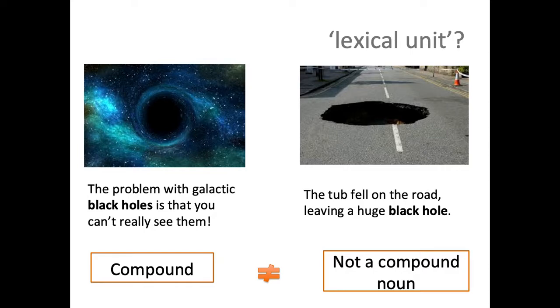The problem with galactic black holes is that you can't really see them. In this case, a black hole is a different unit. It's a new lexical unit. It's not just the sum of black plus hole. It's an astronomical object which appears when stars die. On the other hand, the tub fell on the road, leaving a huge black hole. What we have here is not a compound noun. A black hole is just the addition of the meaning of black plus the meaning of hole. Okay, two lexical units.